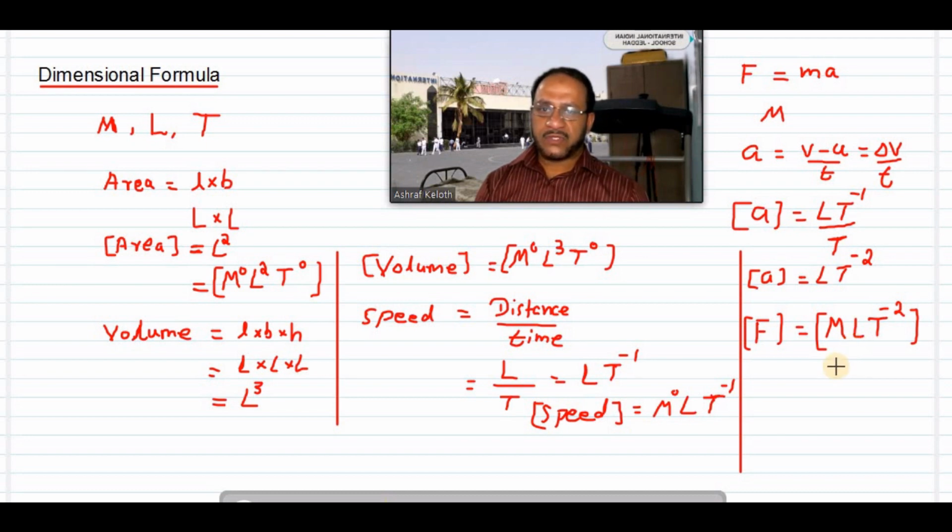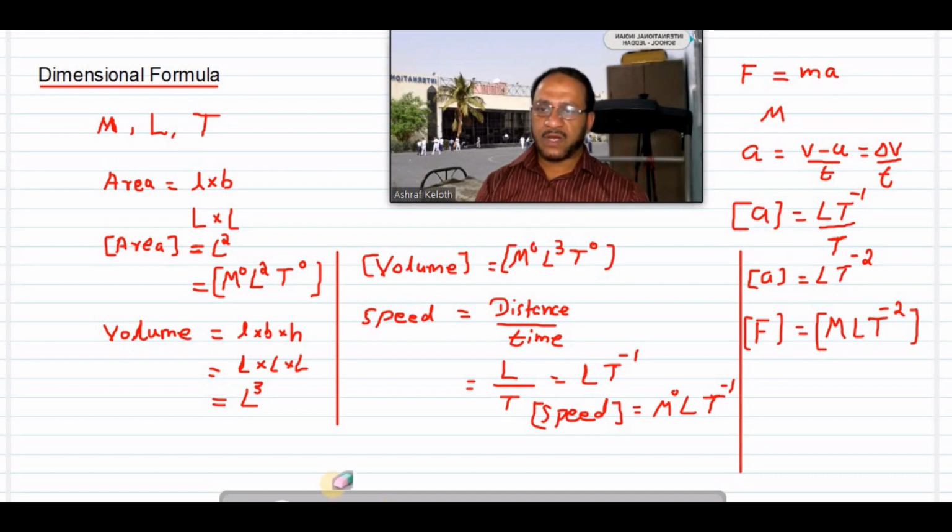In the exam you may get questions to find the dimensional formula of different physical quantities. What is the dimensional formula of gravitational constant? What is the dimensional formula of torque? What is the dimensional formula of coefficient of viscosity? So you must know the basic equation of these quantities, then we can find the dimensional formula. I'll give one more example: the dimensional formula of the universal gravitational constant. So you can write down the question, find the dimensional formula.